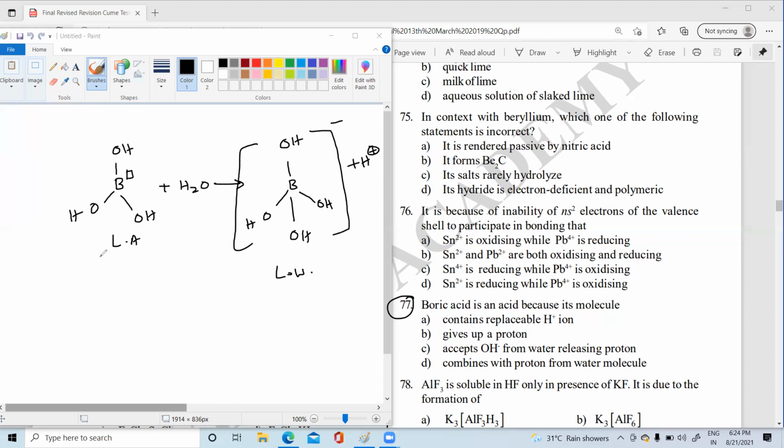It is a Lewis acid. Why? Because the OH minus is donating the lone pair, and accepting a lone pair makes it a Lewis acid. It does not contain a replaceable H plus, and it does not give any proton by itself. It accepts the OH minus from the water and releases the proton. This is the correct statement, students. Next.